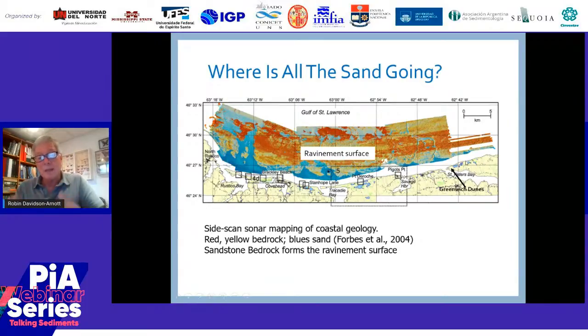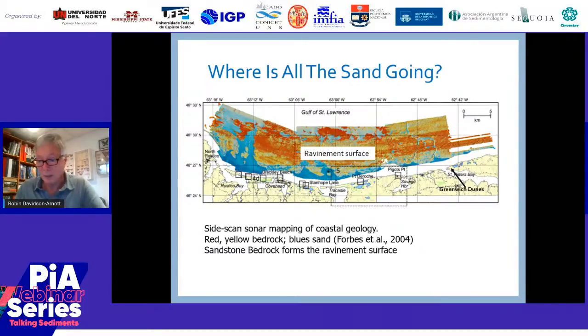So what's happening is that as sea level rises, the wave action reworks sediments that are present on the shelf and on the beach and below the beach. And as the transgression takes place, the sediments in the upper shore face or nearshore move landward with the beach and dune system, and they leave behind this ravinement or erosional surface.